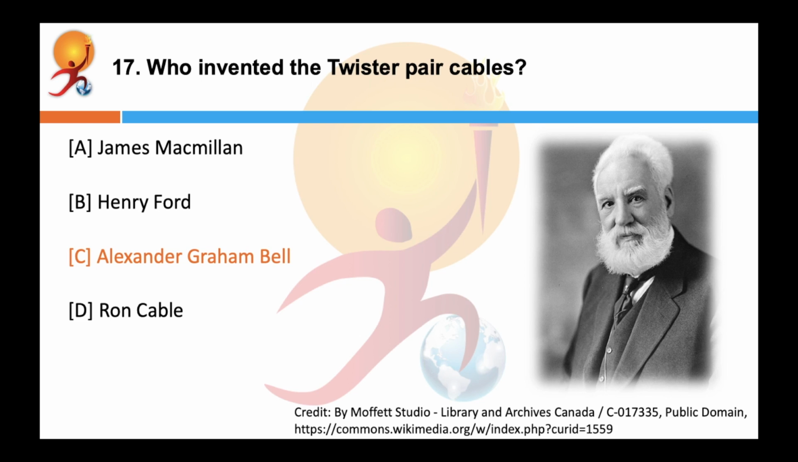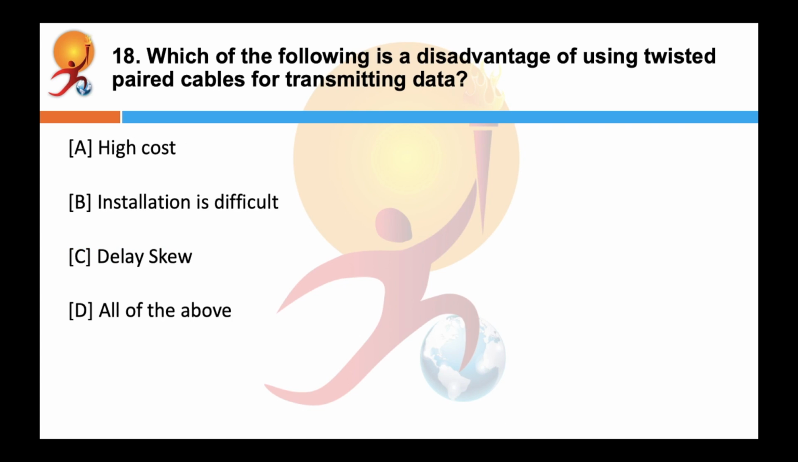Which of the following is a disadvantage of using twisted pair cables for transmitting data? Correct answer is C. Twisted pair cables are cost effective and easy to install, but different pairs within the cable have different delays due to different twist rates that are used to minimize crosstalk between the pairs. Hence the answer is delay skew.